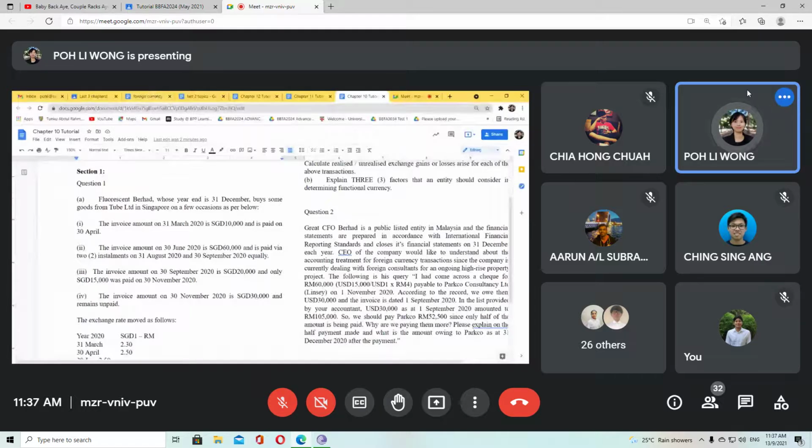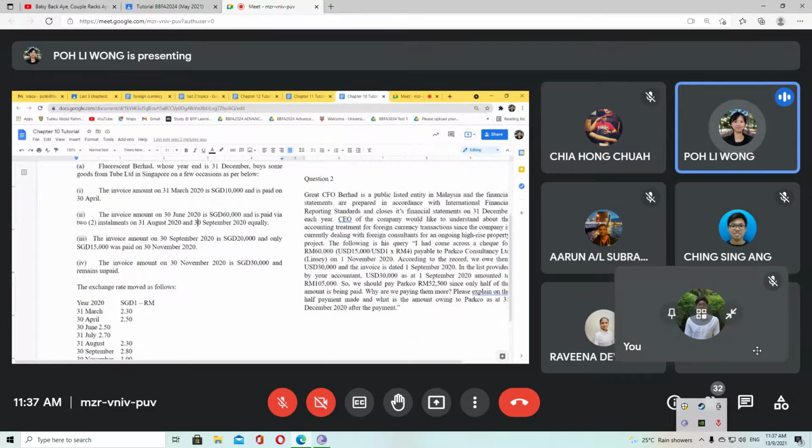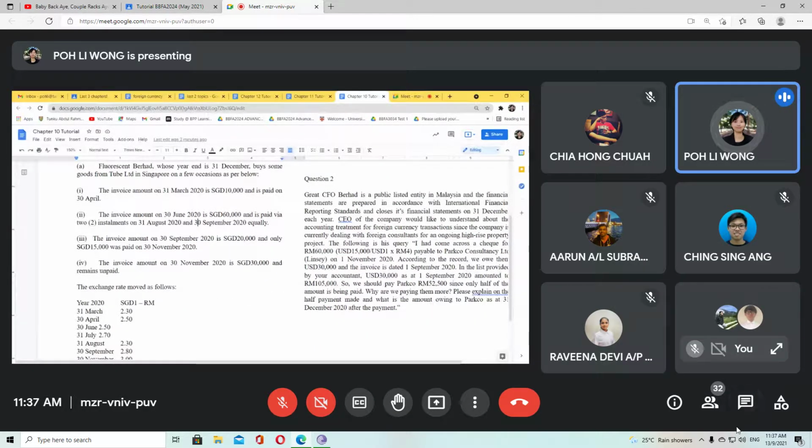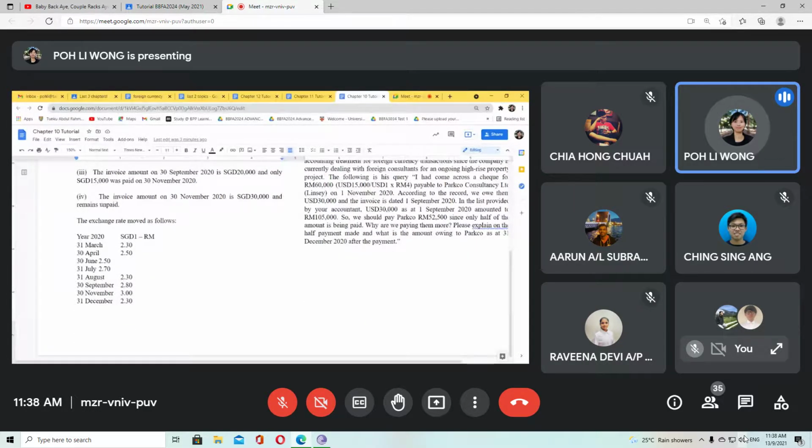Question number 1. Florissant Berhad, whose year end is 31st December, buys some goods from Tut Limited in Singapore on a few occasions as per below. So the invoice amount on 31st March 2020 is SGD 10,000, paid equally by 2 installments. Then the next one is 20,000, but only 15,000 was paid, partially paid. And the next one is 30,000 and it remains unpaid.